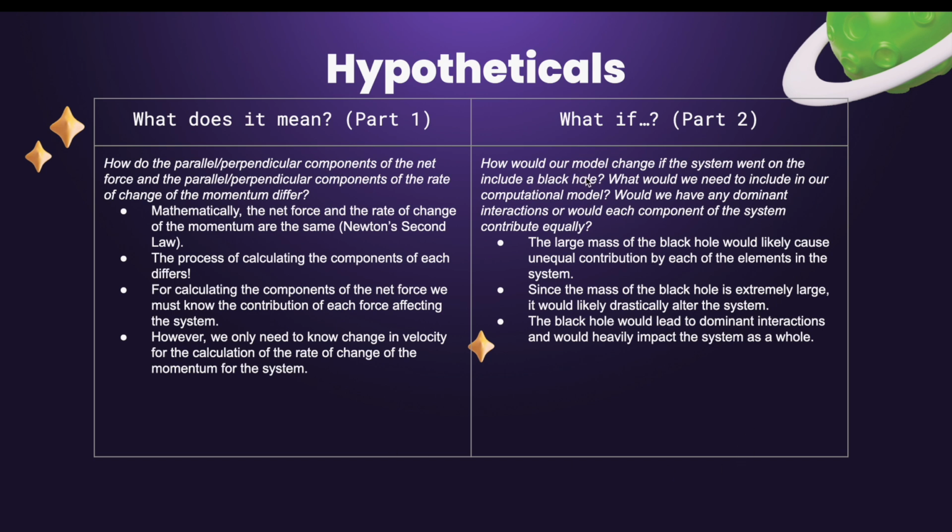How would our model change if we were to include a black hole in our system in part two? The mass of the black hole is very large. It beats the masses of every other object in the system. Since in this hypothetical we're putting the black hole in the system, this would create a largely dominant interaction between the black hole and the other components of the system due to the black hole's extremely large size, which, using the universal law of gravitation, would cause multiple changes in the interactions between the black hole and the other objects, more specifically the spaceship and its motion.